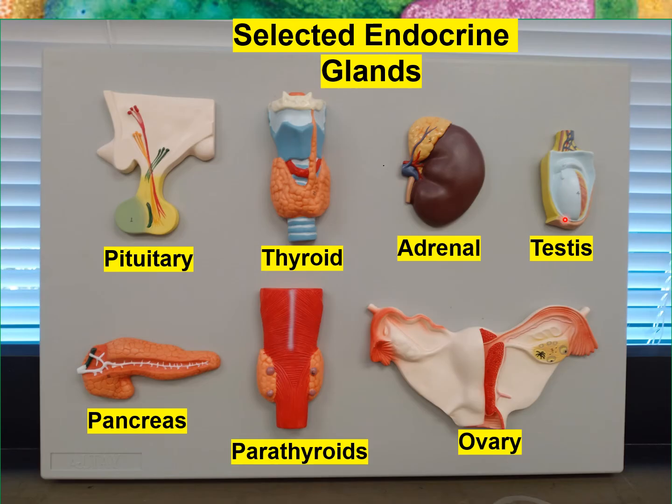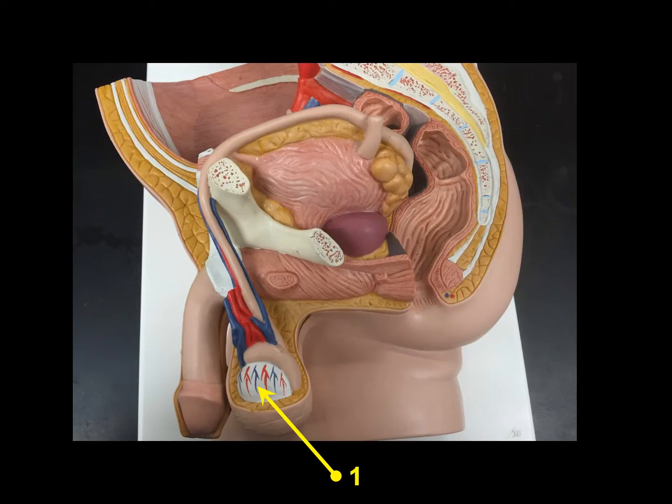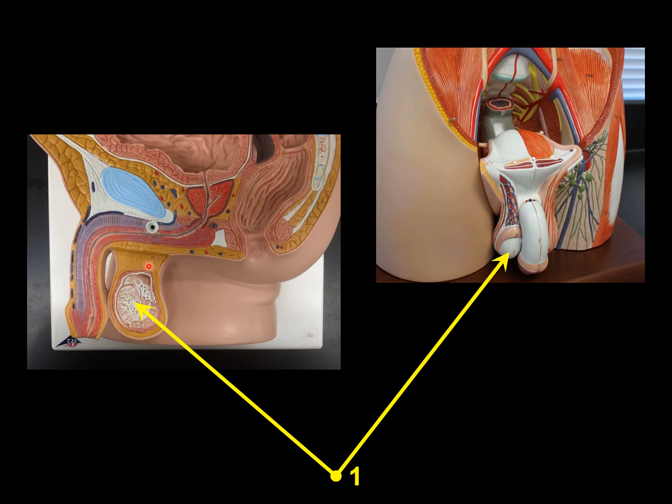Okay, so on our model here, we have the ovary shown here, connected to our fallopian tube and uterus. And here we have the testes. And they're collectively known as the gonads, so they are stimulated to produce their hormones by gonadotropic hormones from the anterior pituitary. So here's the testes on our model. And here again we see our testes located outside of the abdominal cavity.